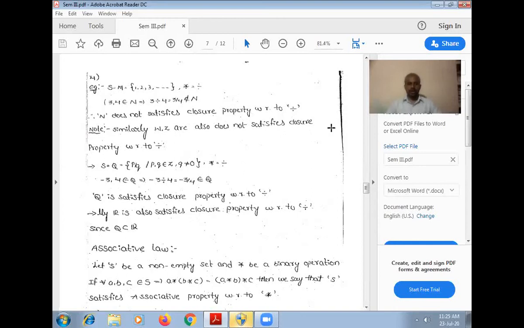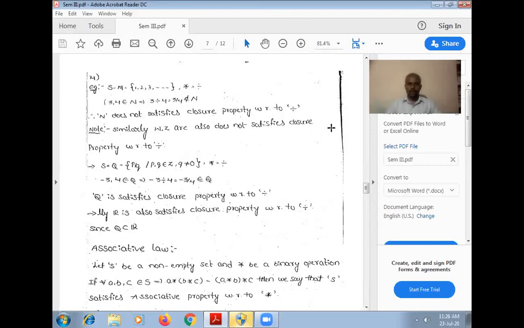So now 3, 4 belong to Q, so that implies 3 by 4. 3 by 4 is in the form of p by q, and 3, 4 are integers. So 3 by 4 belongs to Q. So Q satisfies the closure property with respect to divide. Q is a subset of R, so R also satisfies the closure property with respect to divide. So I gave 4 examples on 4 operations: plus, into, minus, divide.